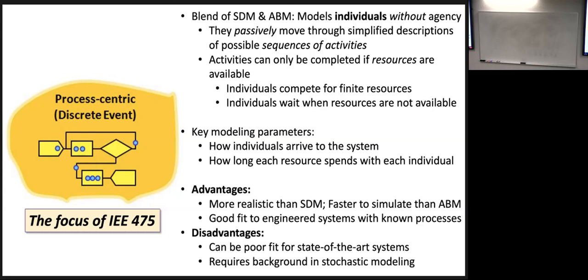But the downside is it does require some background in stochastic modeling and probability. This is a 400-level class versus the 200-level system dynamics modeling course, or some of the agent-based modeling that can also be done by people who don't have any quantitative background. So it does require a little more sophistication in the designer to build these discrete event system simulation models.